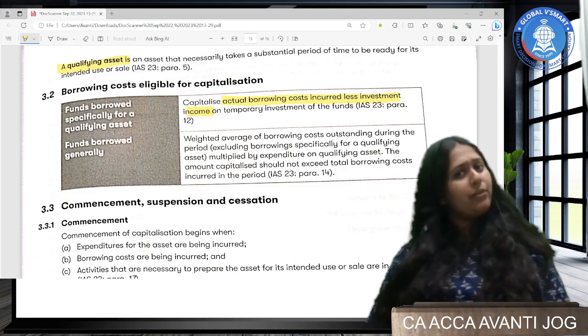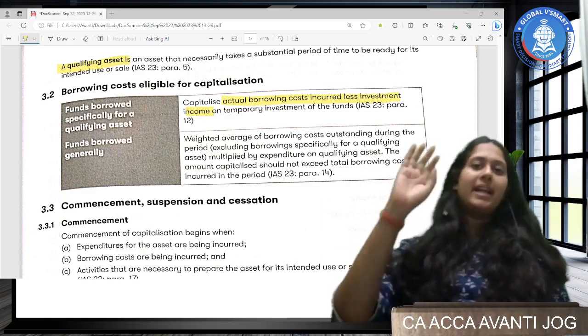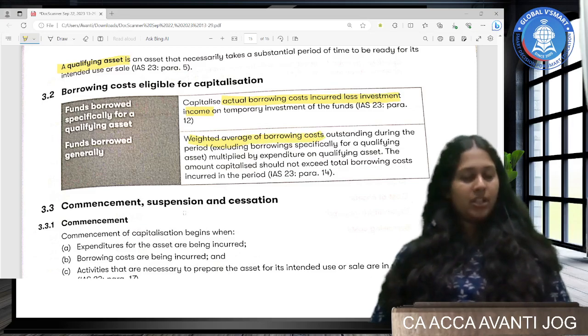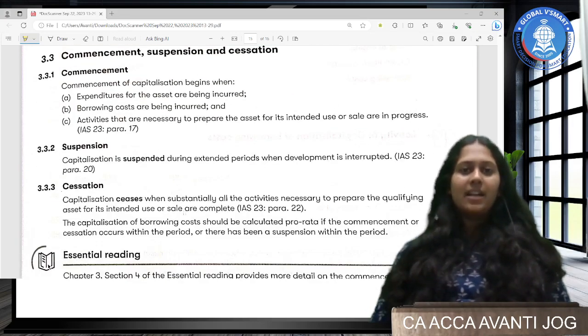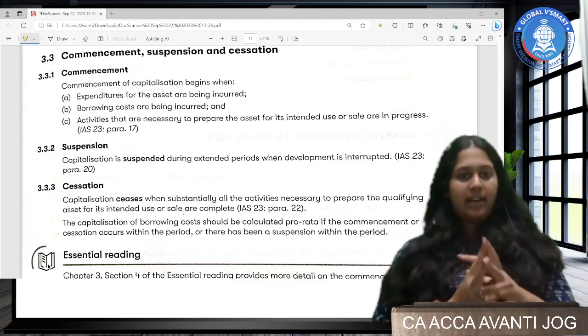But if they're not borrowed for that asset, that is, if there are two or more loans whose money you are using for this asset, then you will use the weighted average borrowing cost. I'll give you an example to show how the weighted average cost is taken. Okay. First, let's understand a few terms. Commencement is, as I said, whichever is later. You starting the work or taking the loan, whichever is later.